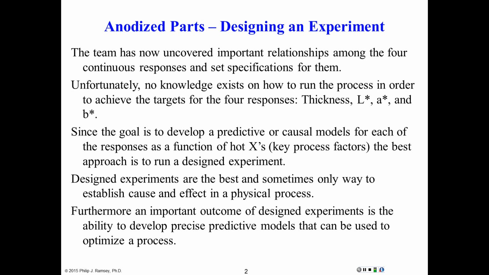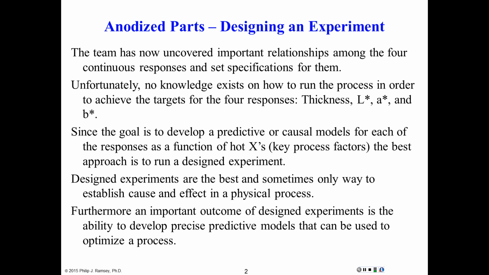And at this point, using data that is available from the process, they have been able to set specifications for each of these four CTQs such that if they can hold each of these characteristics within these specifications, they should be able to produce anodized parts of acceptable quality.